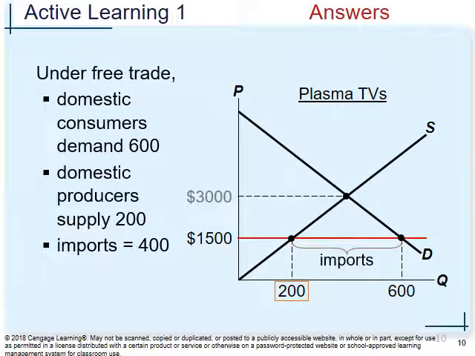So the answer is that the difference between 200 and 600, that's the amount that will be imported. Again, why is this country importing? Because previously the price was 3000, now the price is reduced by half, so that's why people are demanding more as compared to before. So their demand is now 600, and only 200 will be produced locally, and 400 plasma TVs will be imported from outside.